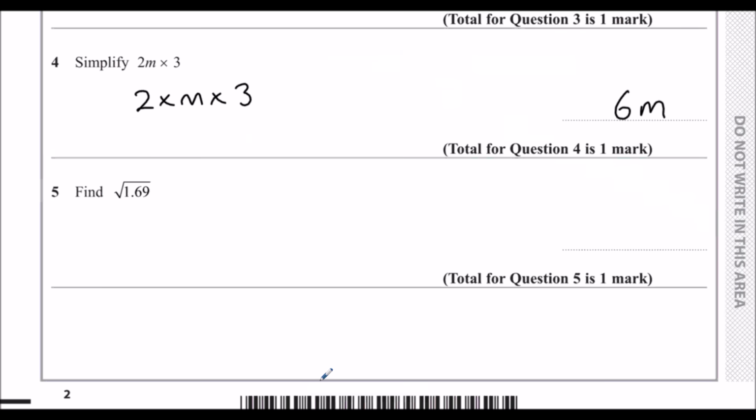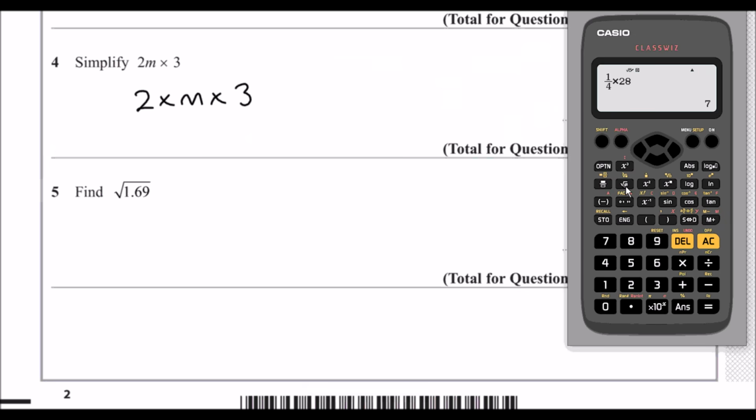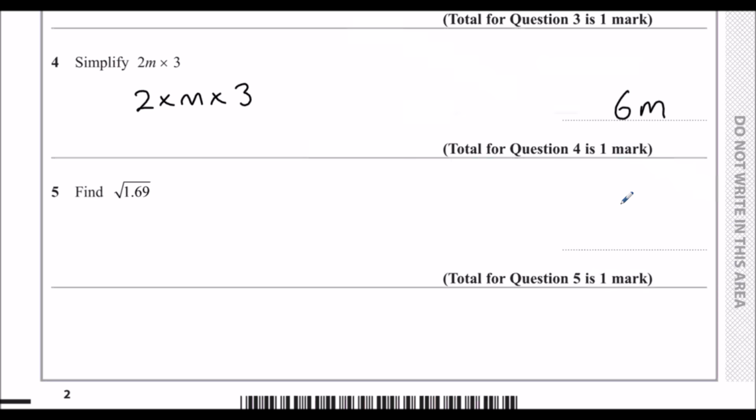Question 5, find the square root of 1.69. So in our calculator, press the square root button. I then write 1.69. Press equals, we get 13/10, or as a decimal, 1.3.